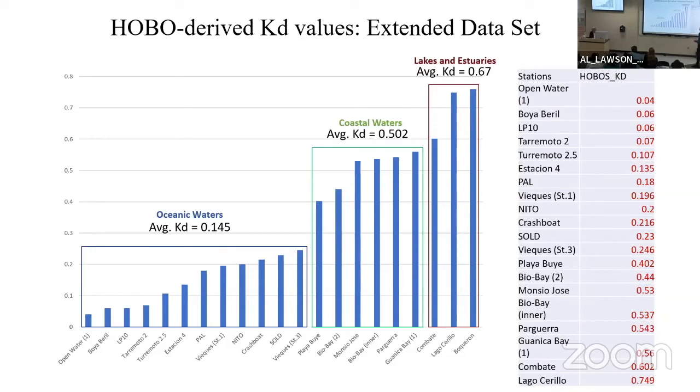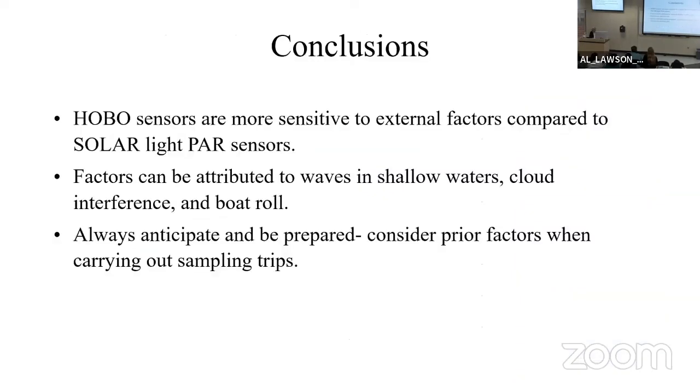These quoted an average KD of 0.67, which just makes sense considering that these waters tend to be very much more turbid compared to the coastal waters. That can be associated to bottom sedimentation, colored dissolved organic matter, chlorophyll, basically organic and inorganic matter.